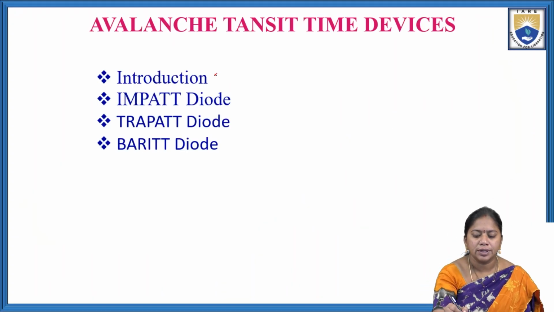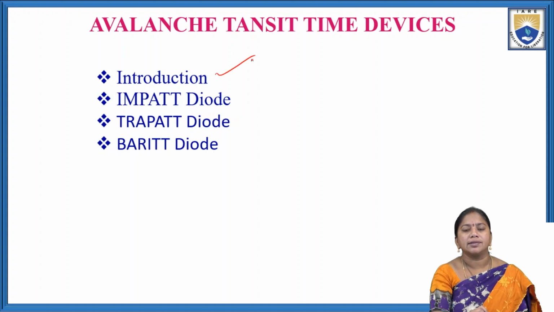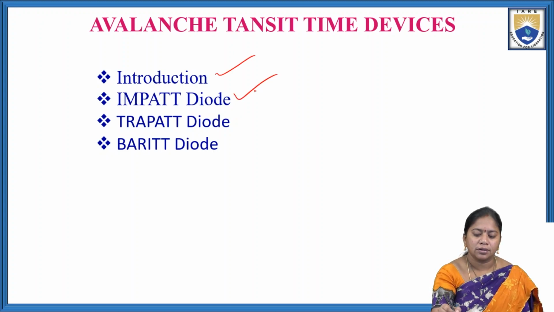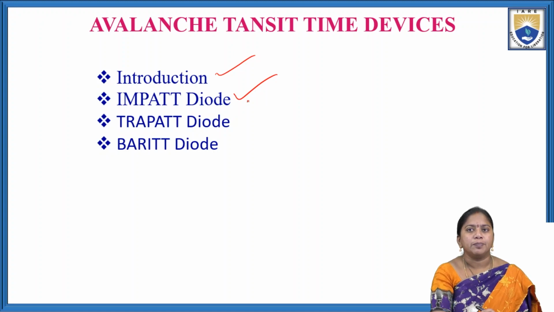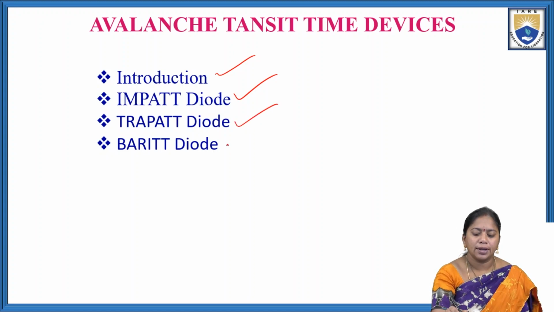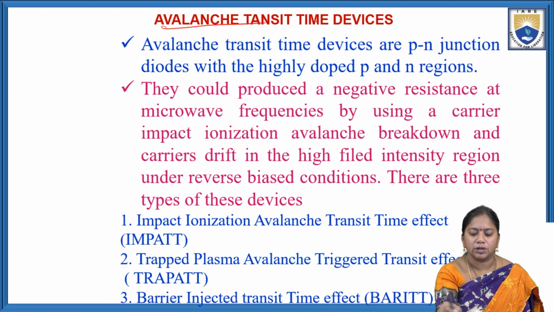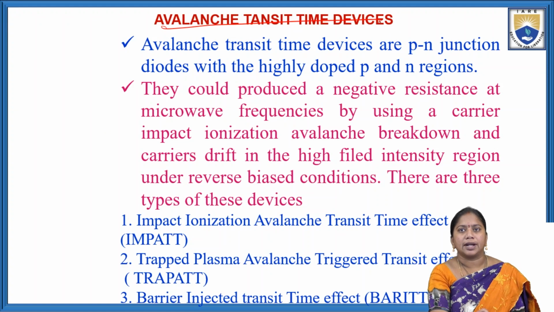The outline of the topic is an introduction to Avalanche Transit Time Devices, and we will discuss the impact diode, trapped diode and barrier diodes. First one, what are Avalanche Transit Time Devices?